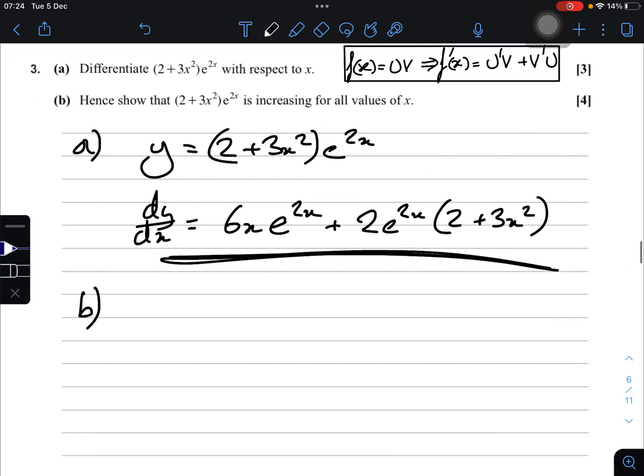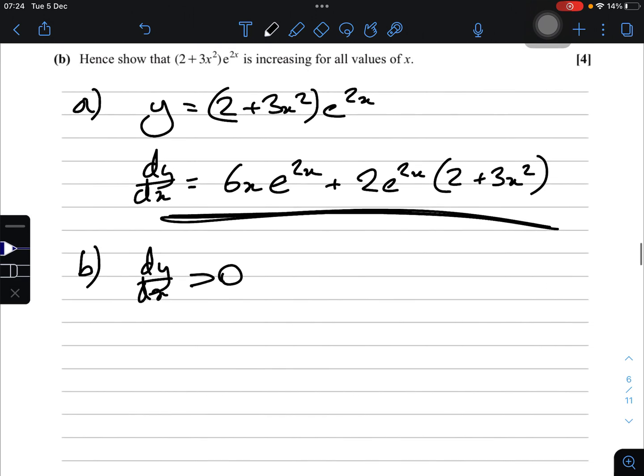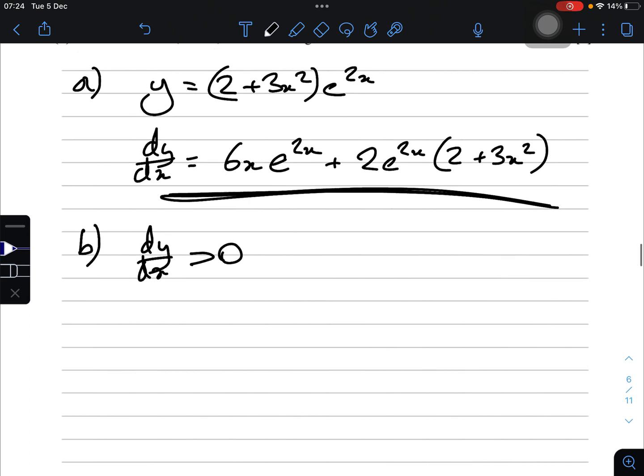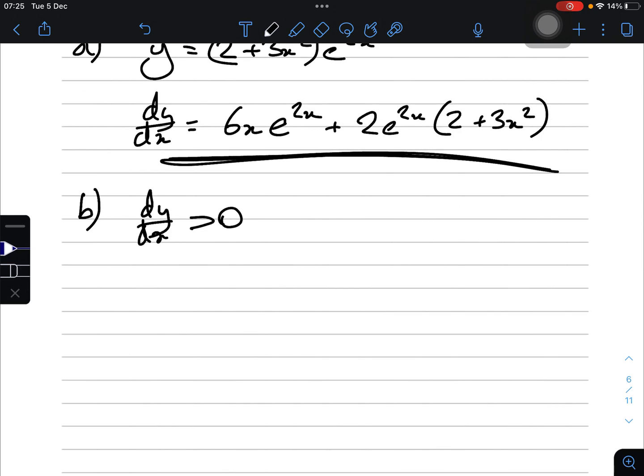Okay, part B, show that it's increasing for all values of x. This is more difficult. So that means that we need our differential greater than 0. That gives you a mark straight away. You know what increasing means? You've set the differential greater than 0. Sorry, our function's increasing because our gradient's greater than 0. If our gradient were increasing, we'd need our second order differential to be greater than 0 because it's the change of the change. So, okay, let's play around with this.